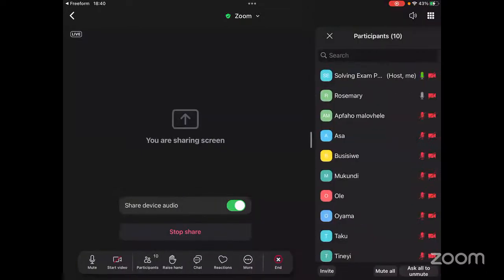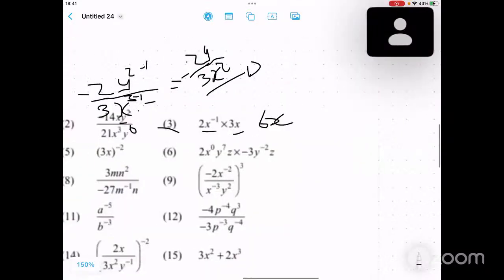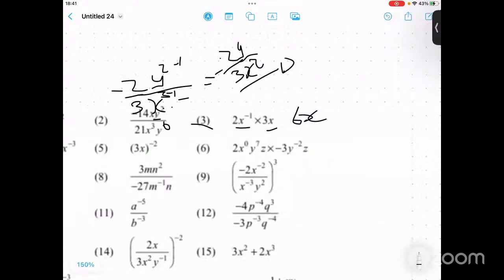Rosemary, how did you do it? I did it the same way he did it. I started by multiplying the coefficients, then I added the x's exponents, and they also gave me a 0. So I said 6 to the power of x. Yes, ma'am. So yours is 6 to the power of x. Oh, I meant 6x, not 6 to the power of x.